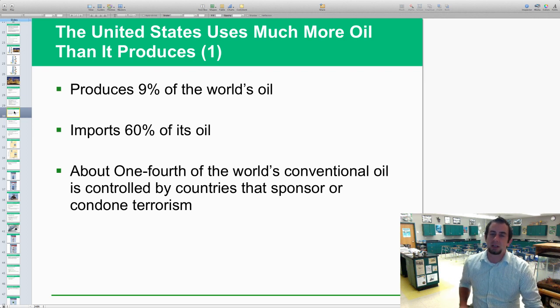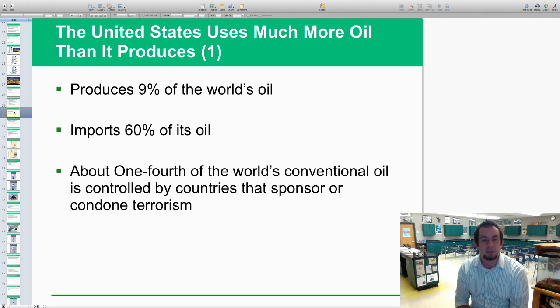So the United States actually, and this is the reason why our gas prices rely on OPEC quite a bit, and most of our government is trying to rely as little as possible on OPEC. But the United States is still using much more oil than it can produce. It produces only 90% of the world's oil, and it imports 60% of the oil that it has. So because of that, we're kind of held up against the wall by OPEC as far as prices go.